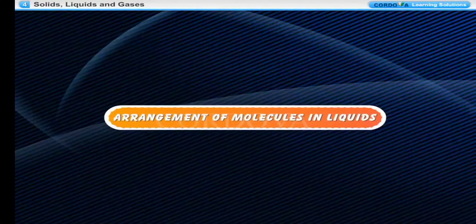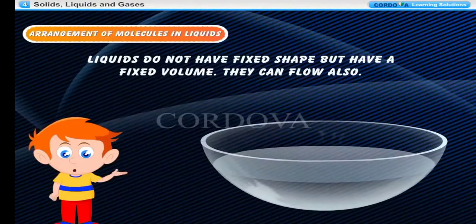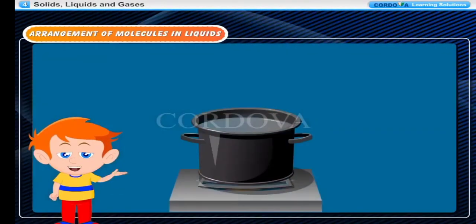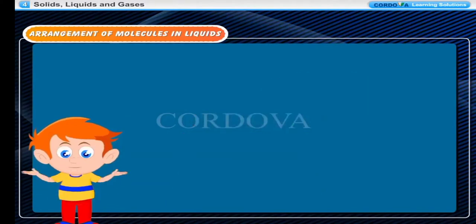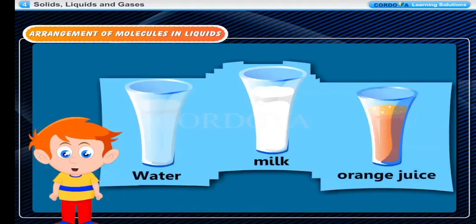Arrangement of molecules in liquids. Liquids do not have fixed shape but have a fixed volume. They can flow also. In liquids, the molecules are not very close to each other due to weak force of attraction between them. So, the molecules in liquids can move and slide over each other. They take the shape of the container in which they are kept.